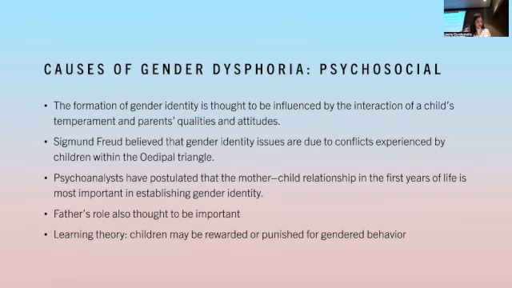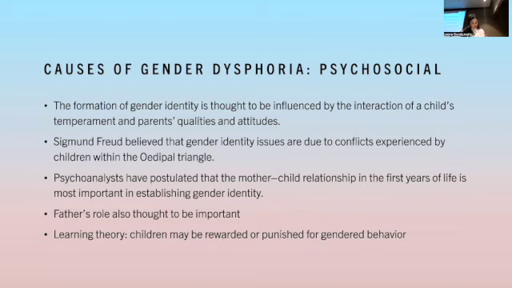As far as psychosocial factors involved in gender dysphoria, the formation of gender identity is thought to be influenced by the interaction of a child's temperament and parents' qualities and attitudes. Sigmund Freud believed that gender identity issues are due to conflicts experienced by children within the Oedipal triangle. Whatever interferes with the child's loving the opposite sex parent and identifying with the same sex parent interferes with normal gender identity development, according to Freud.